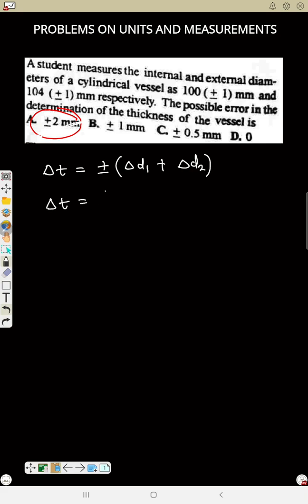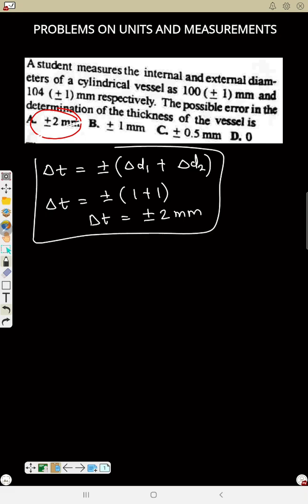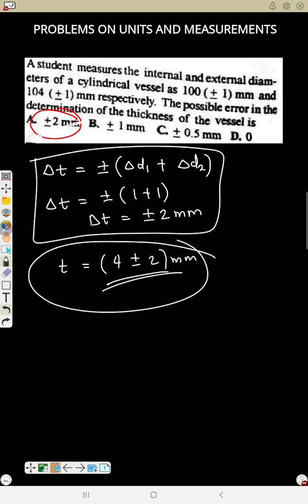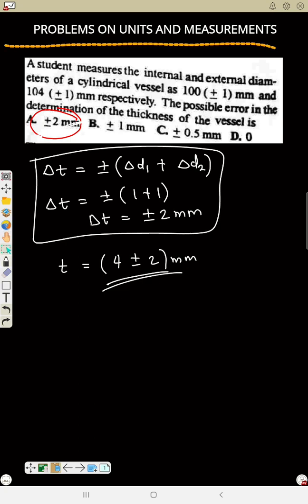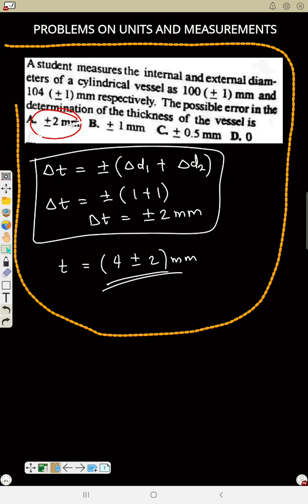So that means you can find your dt directly, that is 1 plus 1. So maximum possible error in thickness is 2, plus or minus 2 millimeter. So you can actually solve it straight like this. But what I did first is showing how we got that result. And the real thickness can be 4 plus or minus 2 millimeter. Thickness can be measured as this. So we've shown everything, so that you will not think it's long. So I actually proved it.